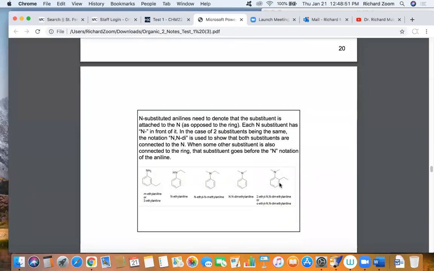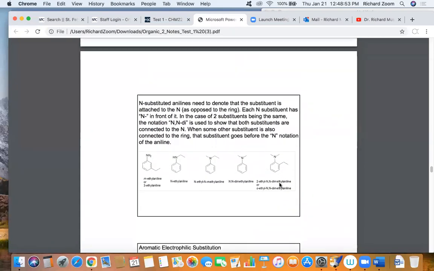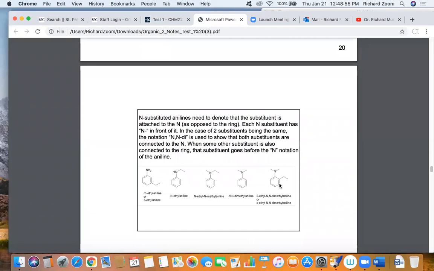Okay, and these are fun. So we're naming anilines here. Anilines have the NH2 group on the benzene ring. So if you've just got NH2 and one other group, then this first one here would be 3-ethyl aniline, or if you want, m-ethyl aniline, that'll work. But we need a way to distinguish what's going on.